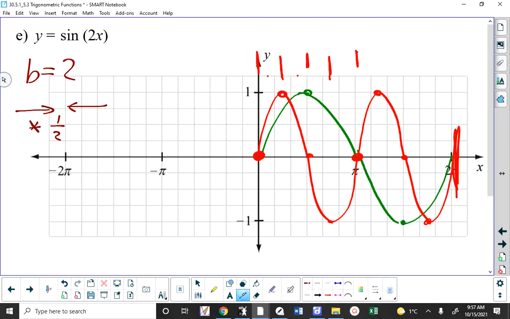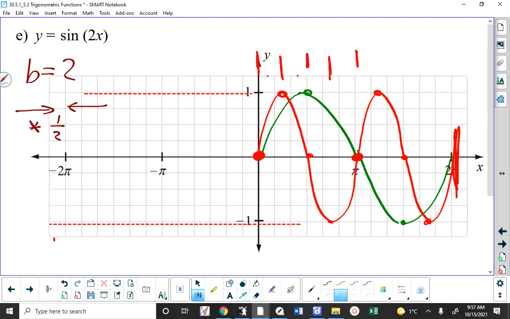You can still see that the minimum value is -1 and the maximum value is 1, and these are not asymptotes, by the way, they're just guidelines for me. So that determines your range. The amplitude is still 1, but the period is half as great. I want you to notice that the period is 2 pi, which is the period of sine of x, divided by b, which is 2. If you take 2 pi and you divide it by 2, the 2's cancel, you're left with pi.